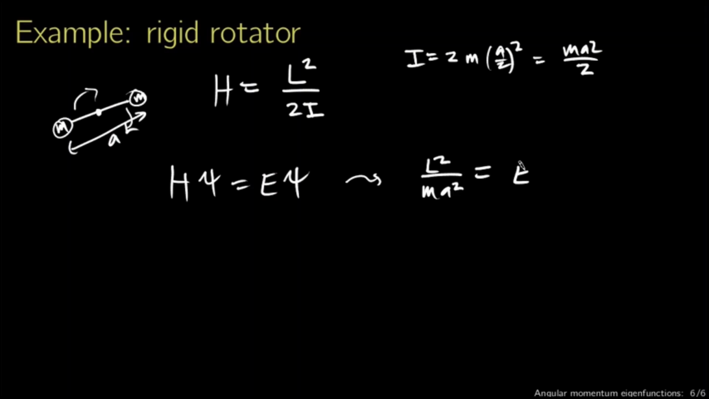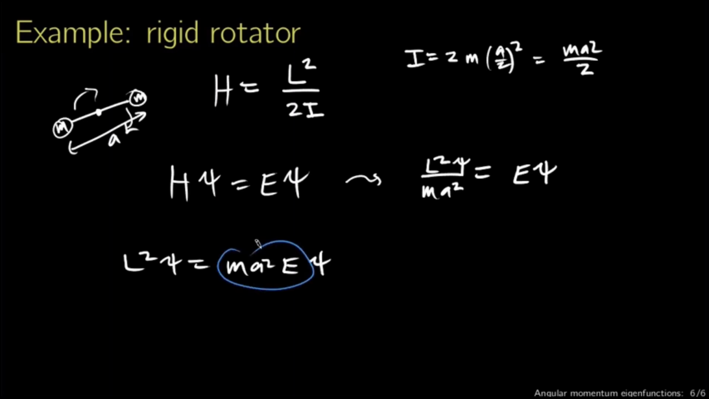So L squared acting on psi is going to be equal to E times psi. m a squared here is a constant, so I can rearrange this and write L squared psi is equal to m a squared E times psi. This now, this m a squared E, is my eigenvalue of an eigenvalue problem with L squared in it. I know what those eigenvalues are. This is h bar squared l times l plus 1. That's the form of my eigenvalues of the L squared operator.